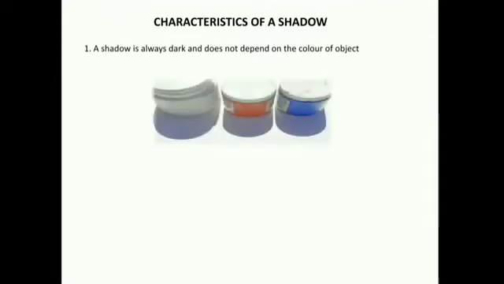They will not resemble any color; they do not depend upon the color of the object. I have given you the example out here. There are three containers, white, red and blue, but look at the shadows: all of them have a shadow of the same dark color. So the shadow does not depend upon the color of the object.